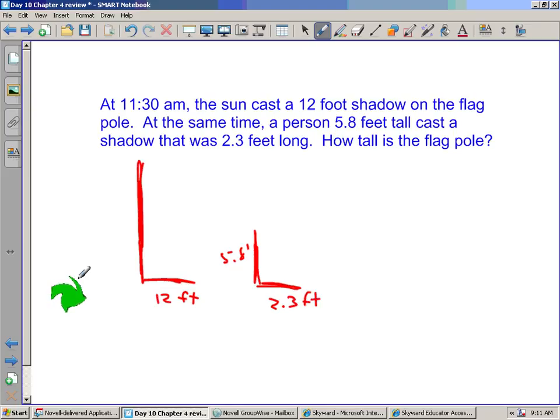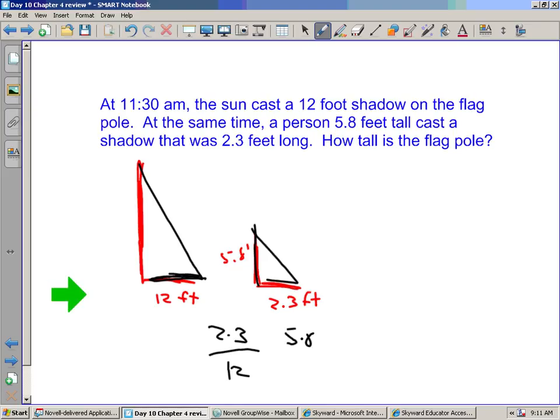And now if you look, we've got these similar triangles like we just looked at. So if we look for parts that match up, well, the bottom parts are the shadows. 2.3 from the man matches up with 12 feet. And again, I like to use the smaller one on top. So now the man's height of 5.8 feet has to match up with the height of the pole. Once it's set up, we can just do our cross multiplying and dividing again.